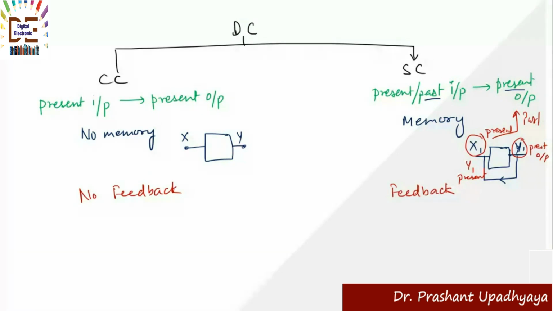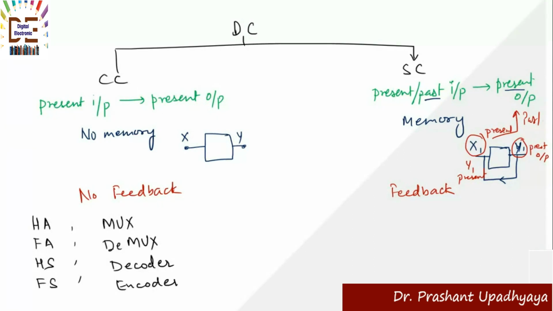Then what types of circuits can come in the combinational circuit? Whenever we are talking about the types of circuits that come into combinational circuits, we generally have half adder, full adder, half subtractor, full subtractor. Then we have the mux, which stands for multiplexer, then the demux, then the decoder, and then the encoder. So all of these, half adder, full adder, half subtractor, full subtractor, are your combinational circuits. You got this point? These all are your combinational circuits.